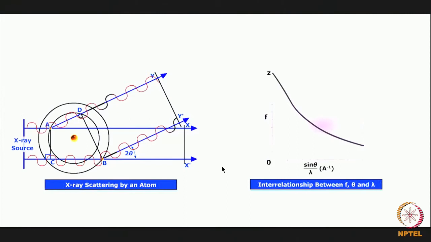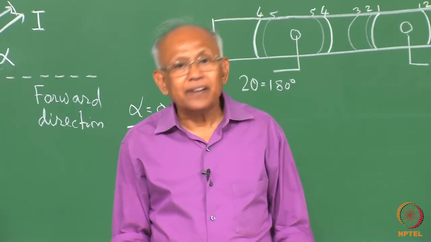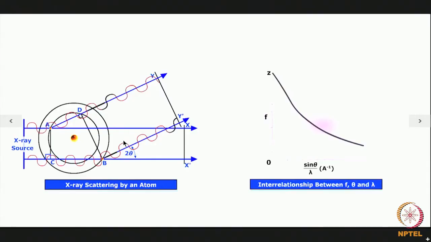Now, what about the value of the atomic scattering factor when we are considering scattering in directions other than the forward direction? That is given by this plot. This is the plot of f versus sin theta by lambda. This theta gives an idea of which direction we are measuring the scattered intensity, and lambda is the wavelength of X radiation.